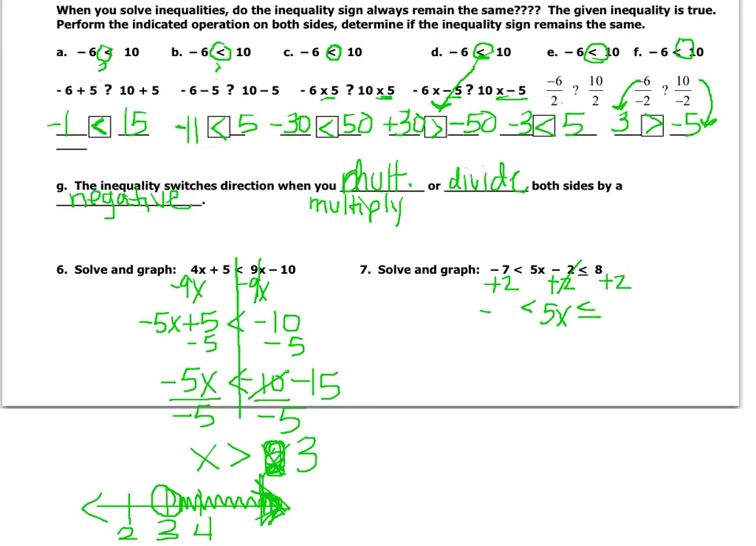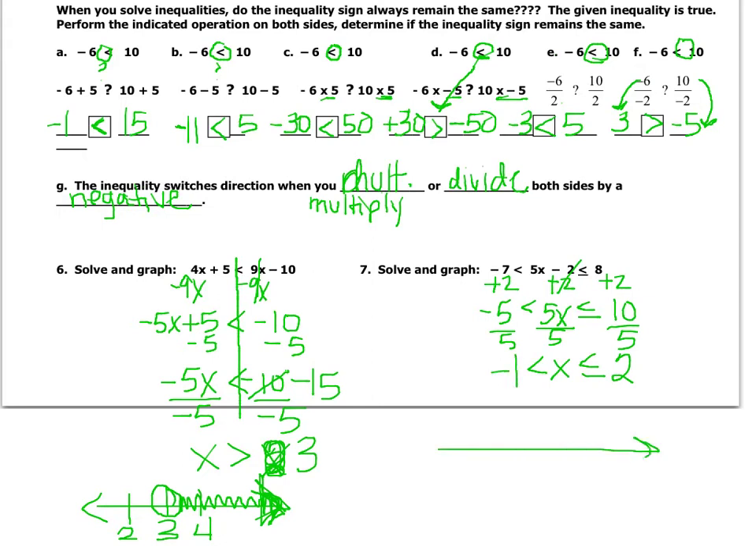Negative 7 plus 2 is negative 5. 8 plus 2 is 10. In the middle, I've got to get rid of this 5, so I'm going to divide everything by 5 here. I divided by a positive number, so my signs still stay the same. 10 divided by 5 is 2. Negative 5 divided by 5 is positive 1.